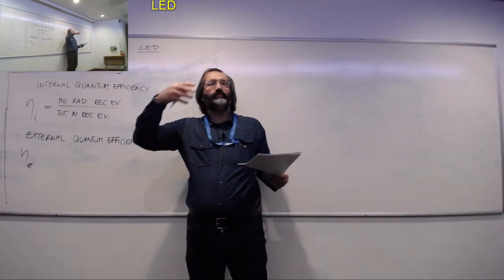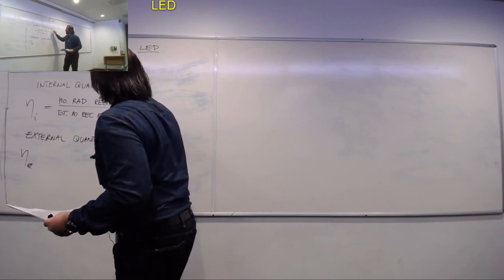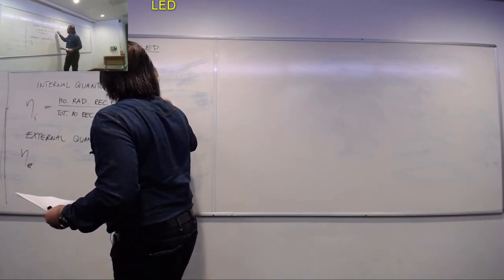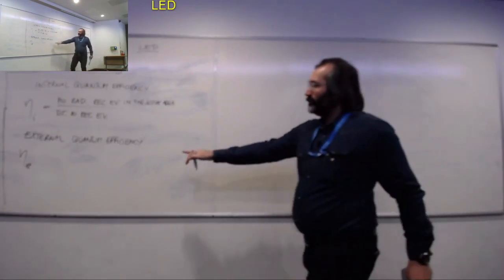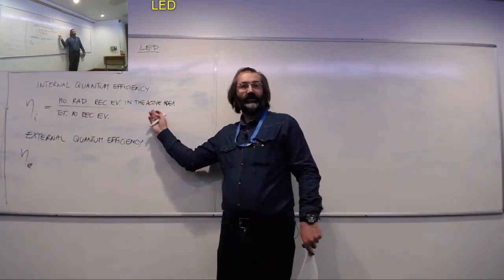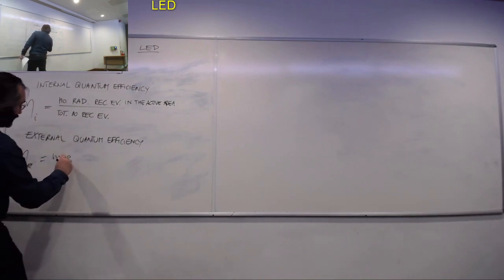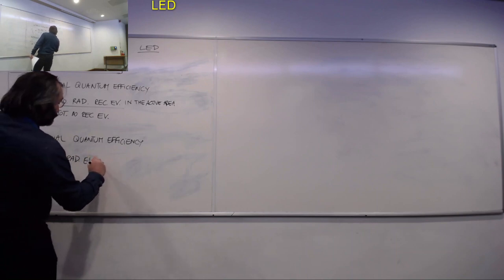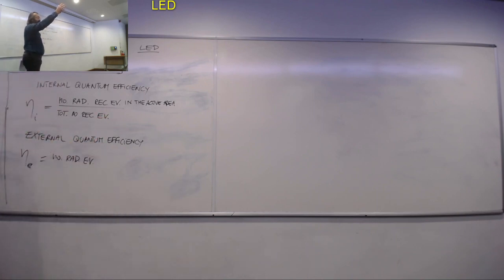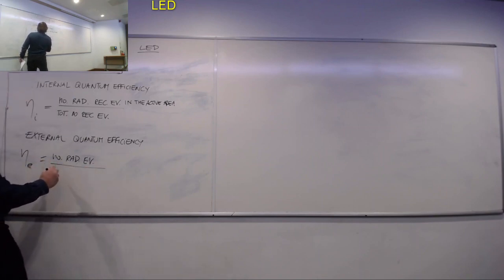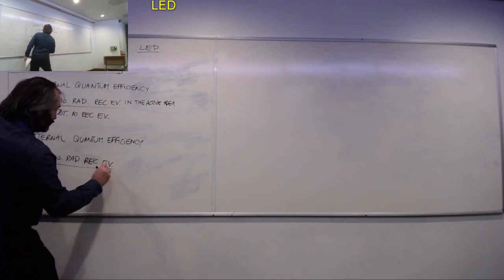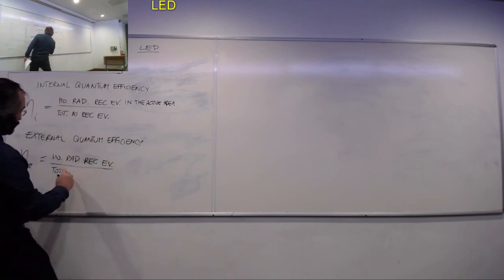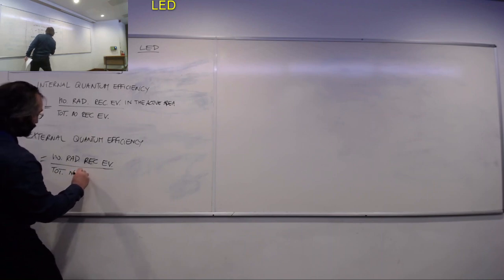Here I had to specify the number of photons emitted in the active area, so there where they are being generated. While here, I would use the same definition, but counting only those that actually come out of the device. So the number of radiative recombination events that come out of the device, divided by the total number of recombination events.